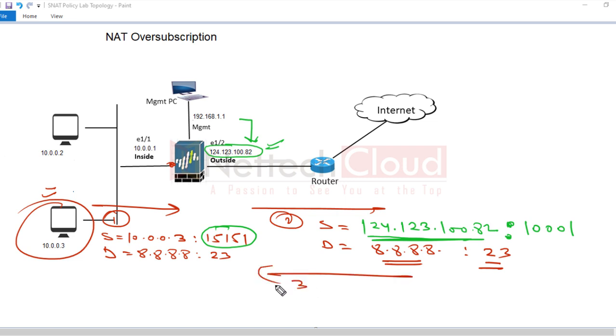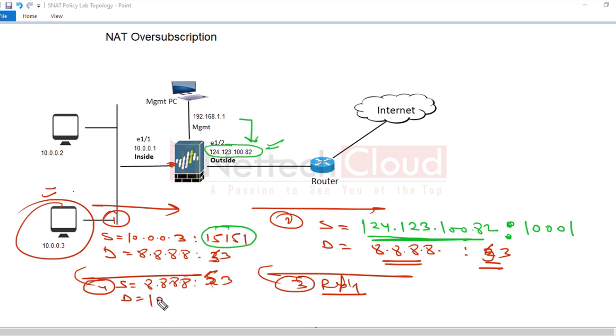Now the reply packet comes back to the firewall. The firewall does translation again, and this time the source and destination are flipped. The source would now be 8.8.8.8, port number 23, or whatever the port number is, maybe 53 like DNS. But that's not important for us. The destination IP address is translated back to 10.0.0.3 and to the original port number. And how is it done? Basically the firewall maintains a NAT table entry locally to do the mapping.